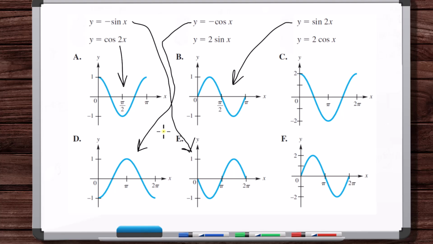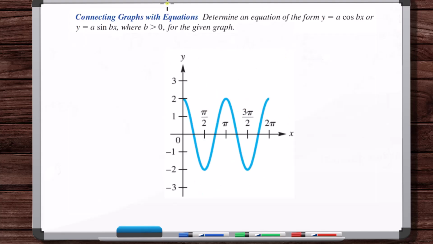Okay, so now we've got 2 left, and these both have amplitude 2, which is what we expect. We expect both of these to have amplitude 2, and they do. And the period's just going to be standard period 2 pi. Now here's sine, and here's cosine.